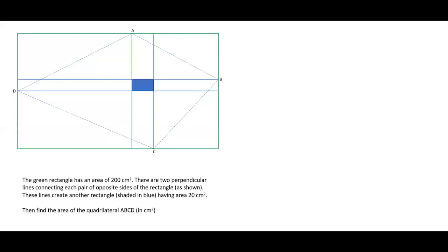Now, first of all, setting up the context here. So we have this green rectangle, which has an area of 200 centimeters square. These perpendicular lines already shown in the figure create another small blue rectangle inside the figure, which has an area of 20 centimeters square. And basically, we are looking for the area of this quadrilateral ABCD.